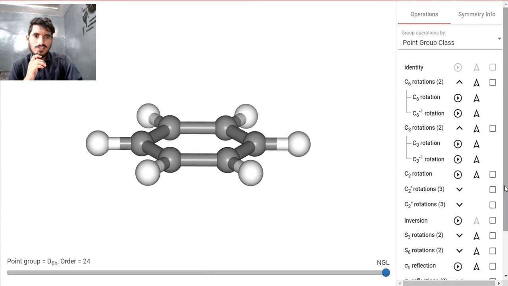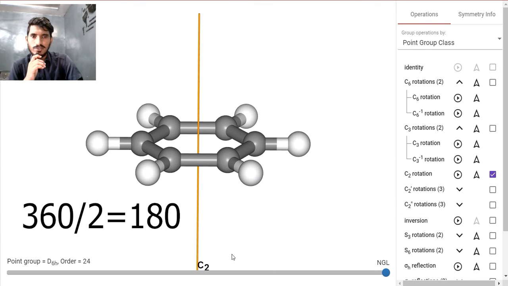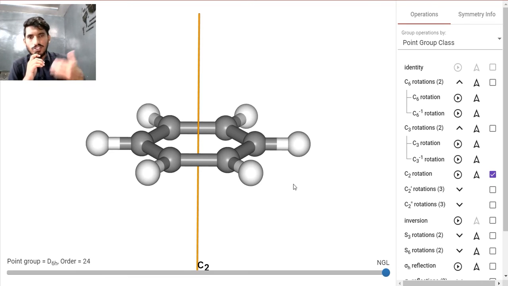There is also a C2 rotation that exists in the molecule of benzene. C2 rotation means 360 divided by 2, since the n value is 2. 360 divided by 2 is equal to 180 degrees, which means I have to give a rotation of 180 degrees to this molecule to get the initial configuration.